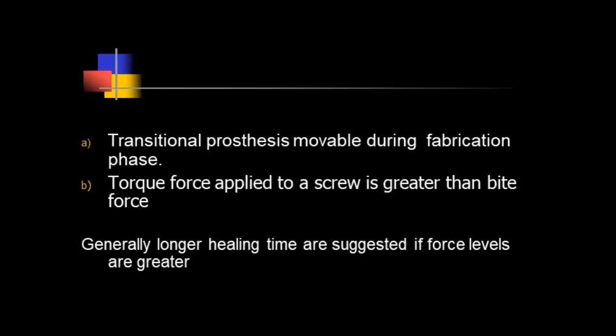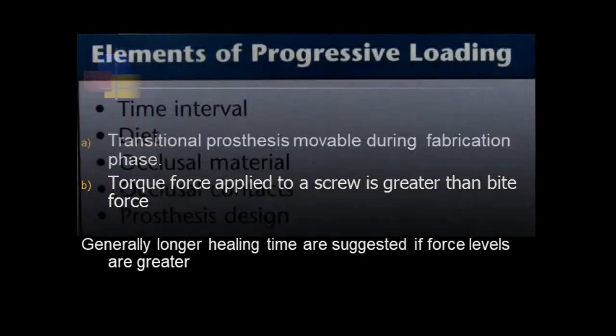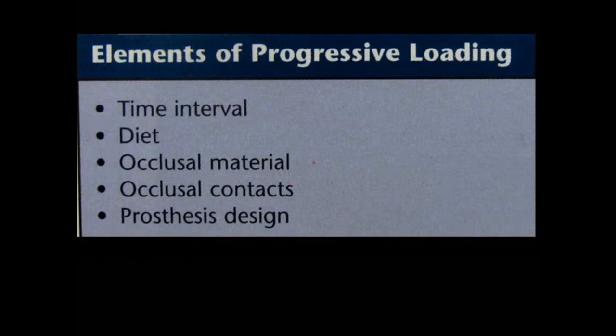So, what are the reasons for this? One is that the transitional prostheses are movable during the fabrication phase, and the torque force applied to a screw is greater than that of the bite force. When such high forces are there, long healing times are suggested, and so these screw retained prostheses are difficult to load progressively.